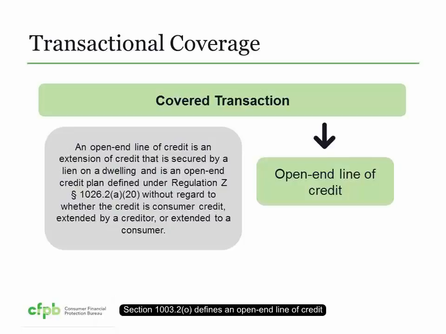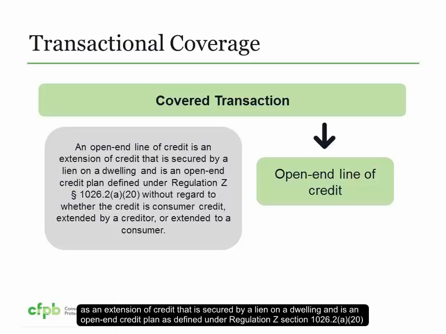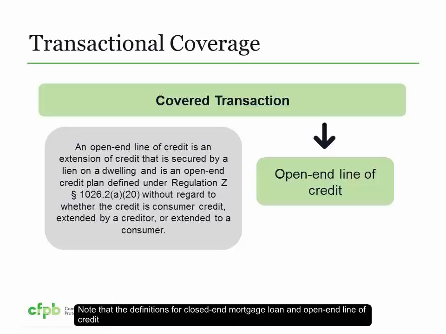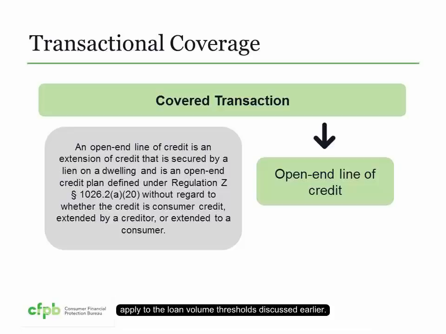Section 1003.2(o) defines an open-end line of credit as an extension of credit that is secured by a lien on a dwelling and is an open-end credit plan as defined under Regulation Z, Section 1026.2(a)(20), without regard to whether the credit is consumer credit, extended by a creditor, or extended to a consumer. Note that the definitions for closed-end mortgage loan and open-end line of credit apply to the loan volume thresholds discussed earlier.